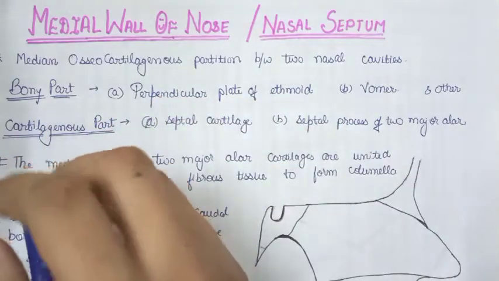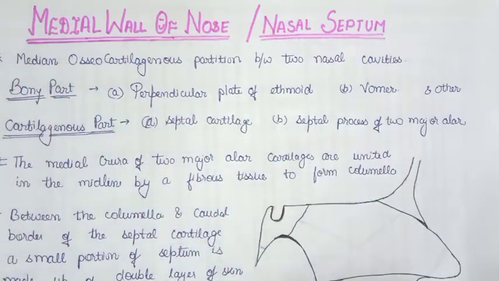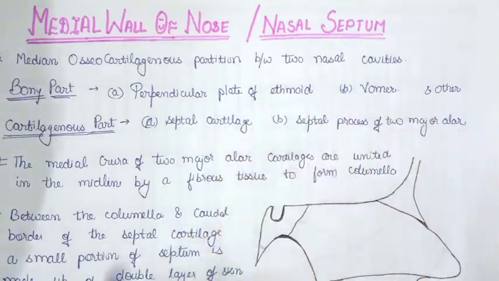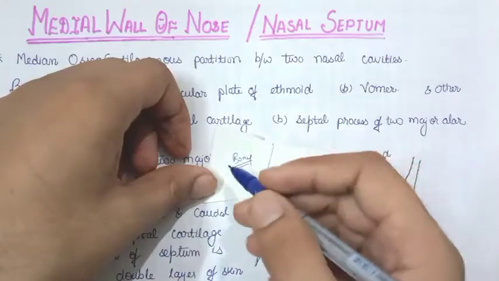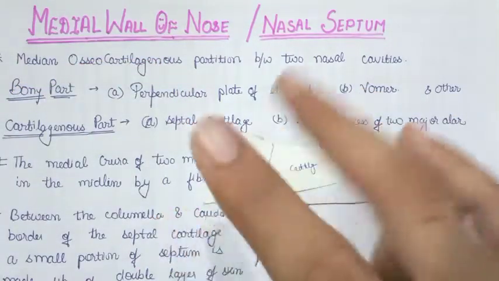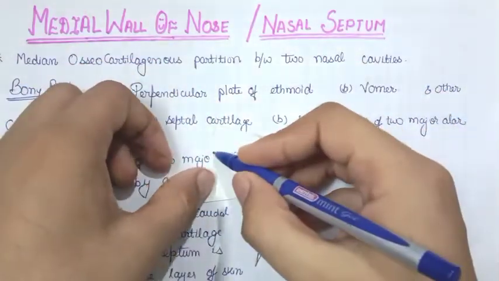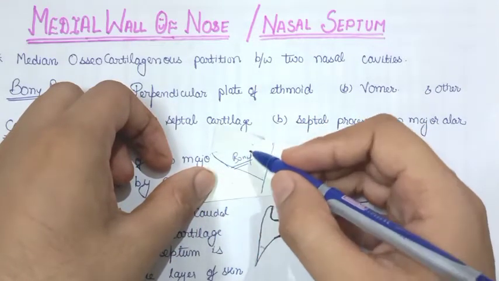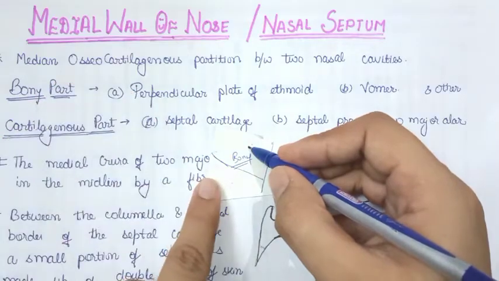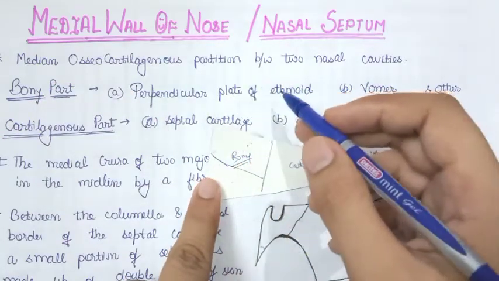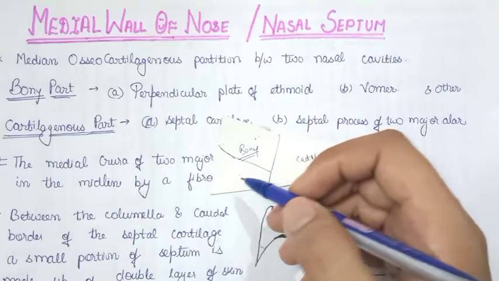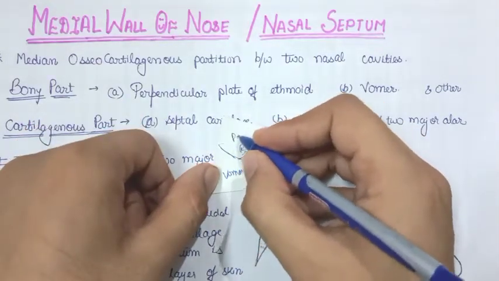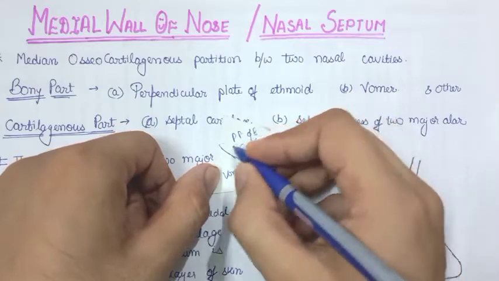The bony part is made up of two bones, that is the perpendicular plate of ethmoid and the vomer bone. So the bony part is situated posteriorly. The posterior part is itself divided into two: a posterior superior part and a posterior inferior part. In the posterior superior part we have the perpendicular plate of ethmoid, and in the posterior inferior part we have the vomer. So the vomer is situated here, and above we have the perpendicular plate of ethmoid, that is PPE.